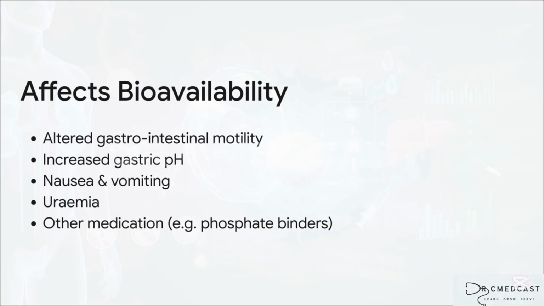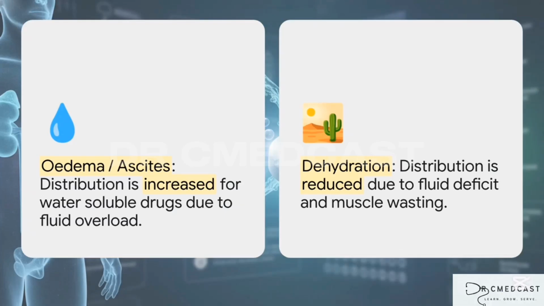That buildup of toxins we call uremia can make a patient nauseous, it can change how the gut moves, and it can even raise the pH in the stomach, which stops certain drugs from being absorbed properly. On top of that, other meds these patients often take, like phosphate binders, can literally block a drug from getting absorbed. Next up is distribution, the D in ADME.